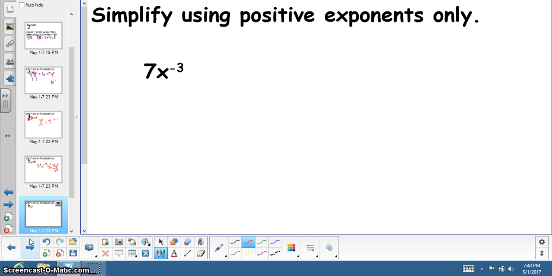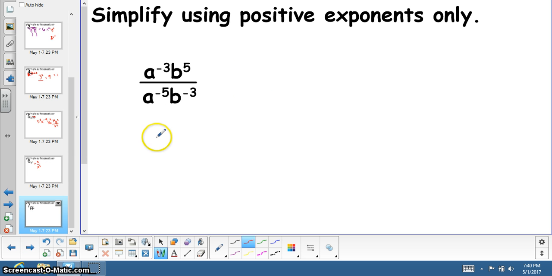Here, simplify using positive. There is nothing for me to combine. I see no other variables, but I do see a negative variable. We don't want negative variables. It's negative in the numerator. Where do I move it? Yep, to the denominator, leaving everything else where it is and making that exponent positive now.